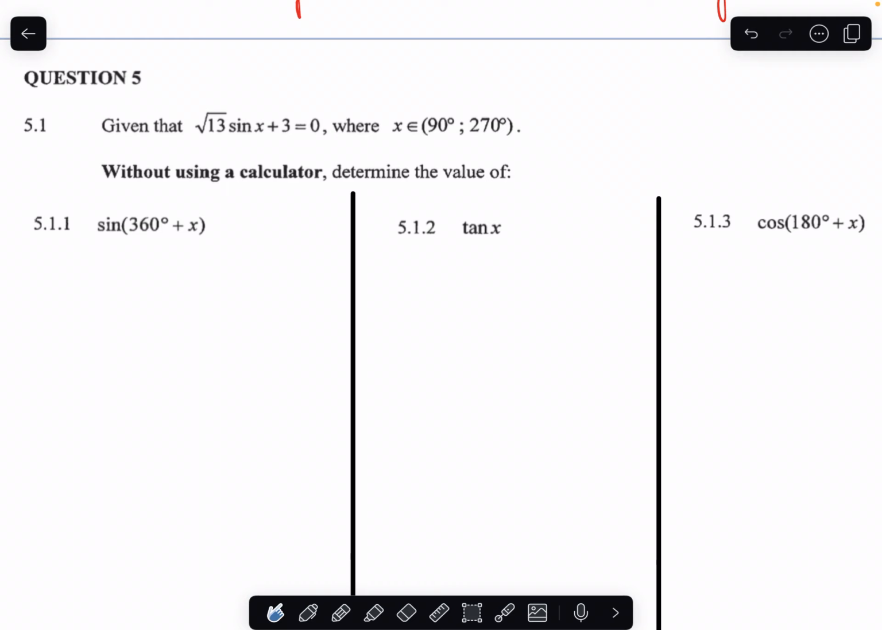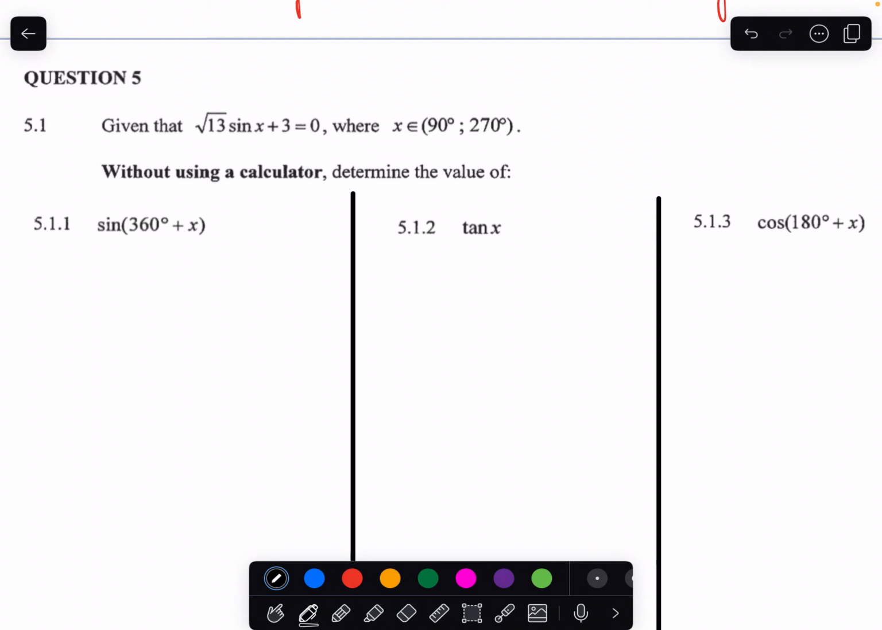school maths problems. So, we are inside the department's paper 2 from November 2022, and we are looking at question 5.1. Given that root 13 sine x plus 3 is equal to 0, where x is some angle between 90 and 270, so that would be your second or third quadrant. Without using a calculator, determine the value of the ratios below. Okay, so first we need to figure out which quadrant exactly this angle is in.